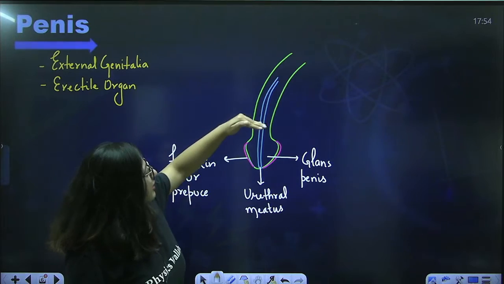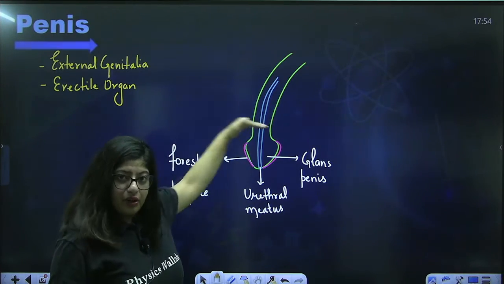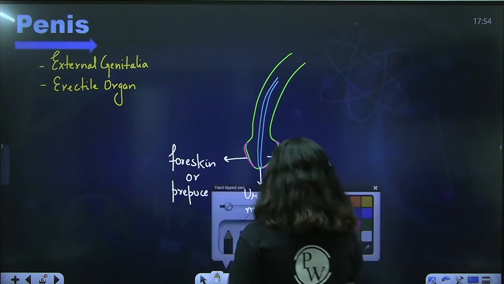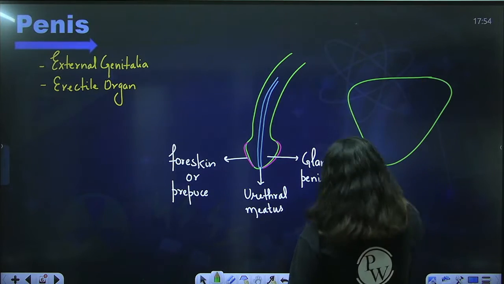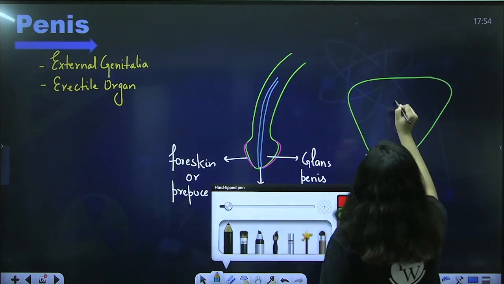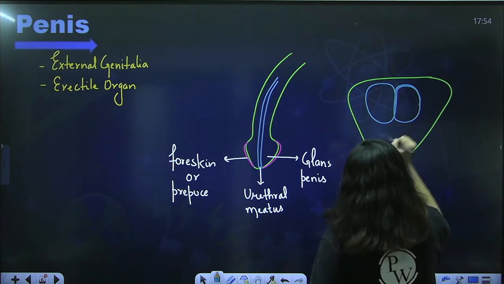Now, let's take a section of the penis from here. This is how we are going to cut it. Okay. So, when you take a section of the penis, you will see some connective tissue which are erectile connective tissue. There are 3 erectile connective tissues present.